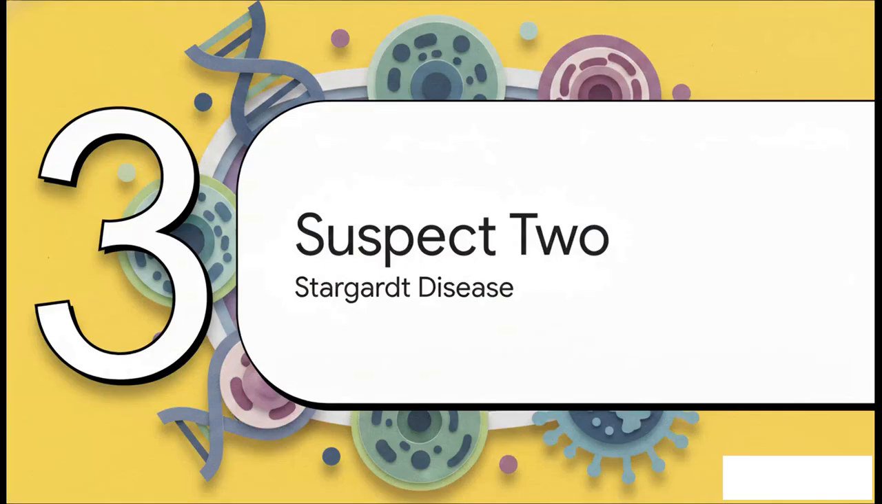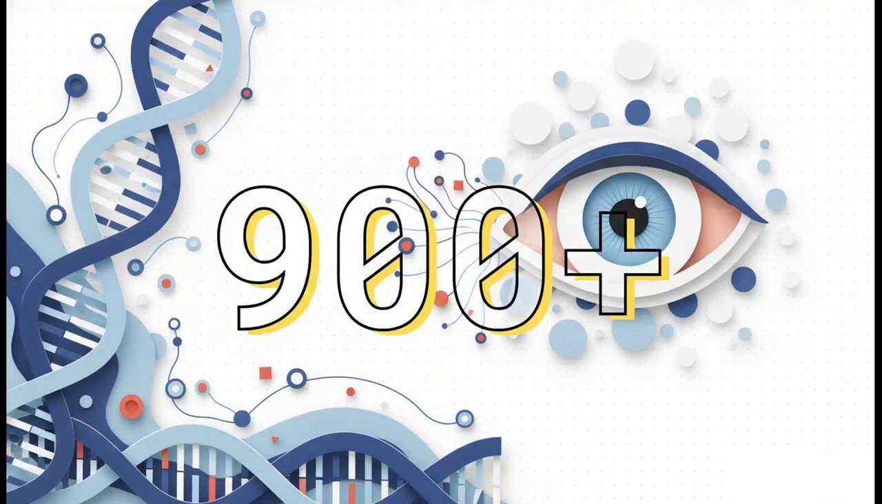All right, Section 3, Suspect 2, Stargardt disease. If RP is the thief of peripheral vision, Stargardt's disease is a juvenile macular dystrophy that severely impacts central vision. And guys, the genetic scale here is staggering. Over 900 known disease-causing mutations have been discovered in just one single gene, the ABCC4 gene.